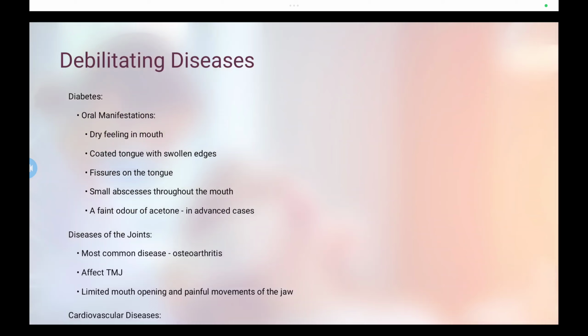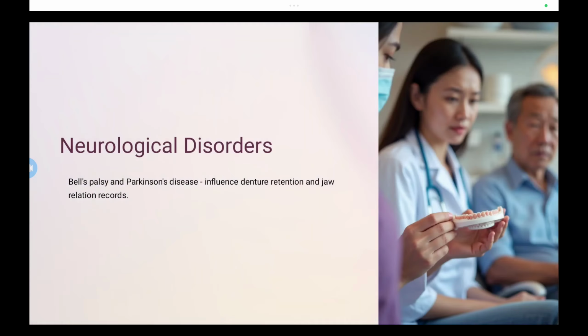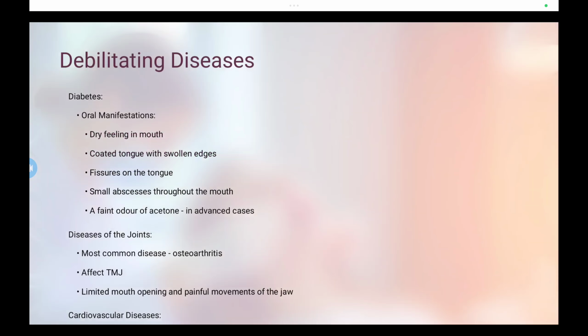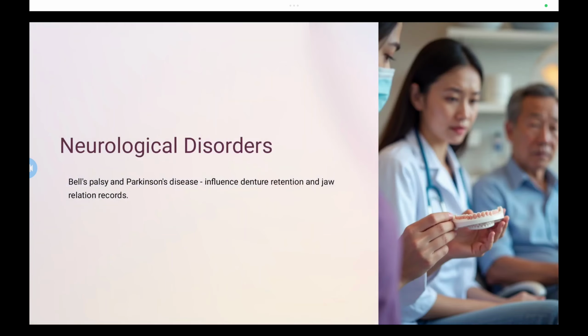Next is the diseases of the joints. It involves the most common disease, osteoarthritis, which affects the TMJ, limited mouth opening and painful movement of the jaw. Next is the cardiovascular disease involving the heart. It is always advisable to consult the patient's cardiologist before commencing treatment. Patients suffering from cardiovascular disease require shorter appointments.